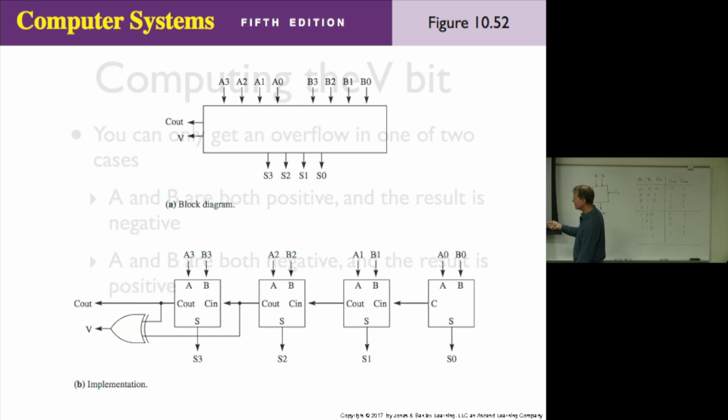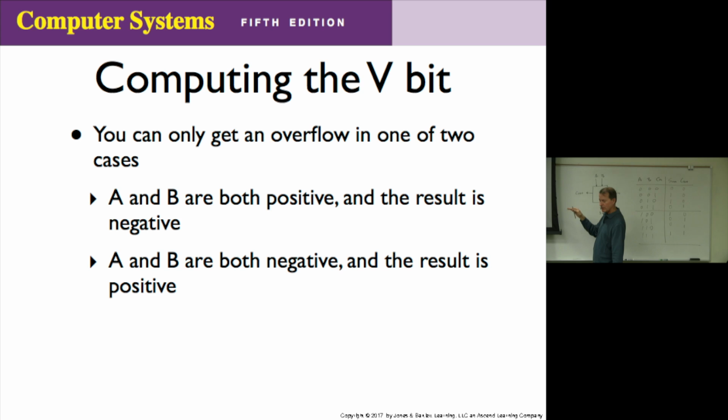Now the reason that works is here's how you compute the V bit. You can only get an overflow in one of two cases. Either A and B are both positive and the result is negative, or A and B are both negative and the result is positive. Remember that rule? Well, those are those two cases. Are you with me? So if you work it out, the way you calculate the overflow bit is with the exclusive OR on the last stage and the penultimate stage.